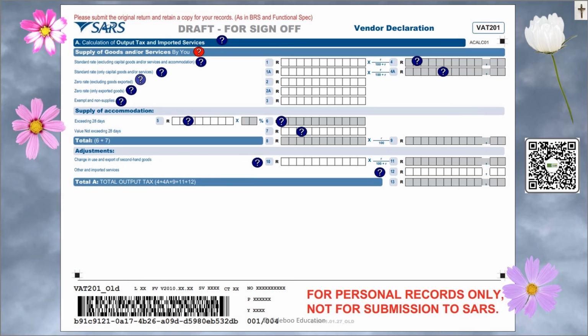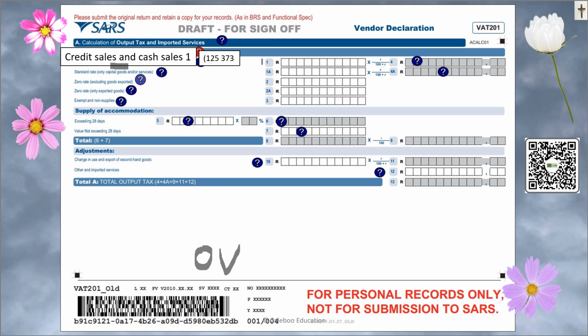And on to page 2 of the VAT 201 form. On this page, we're going to record the output VAT that needs to be paid over to SARS. So let's have a look. If you remember the transactions, we had the credit sales and the cash sales. It goes into block number 1. There it's numbered 1. You total the sales together.